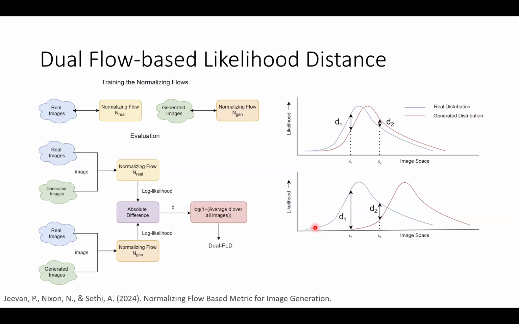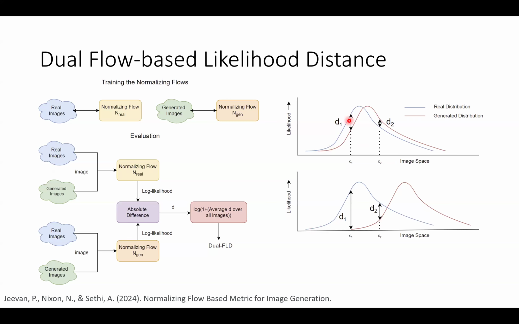So we first conceptualized this idea using this dual flow based likelihood distance, where we took 2 normalizing flows, trained one on real images and one on generated images, and then we passed all the images through both normalizing flows, computed the difference in likelihood for each image, and averaged across it.